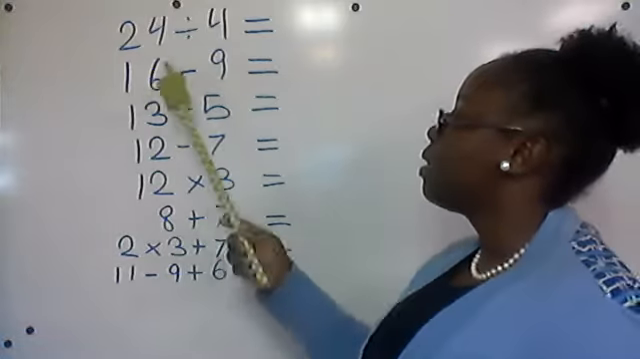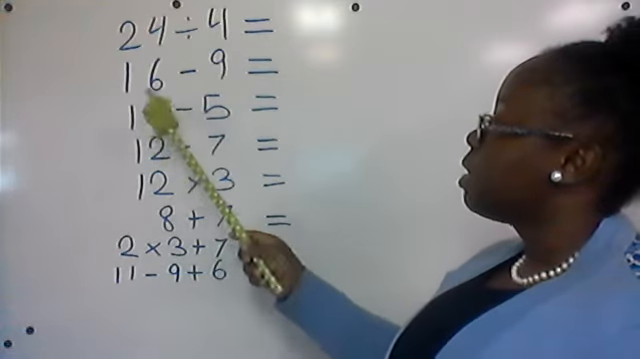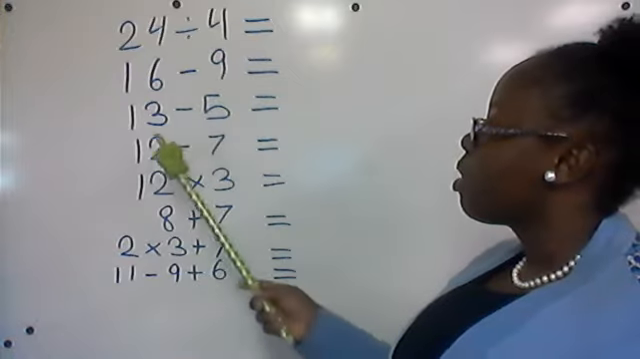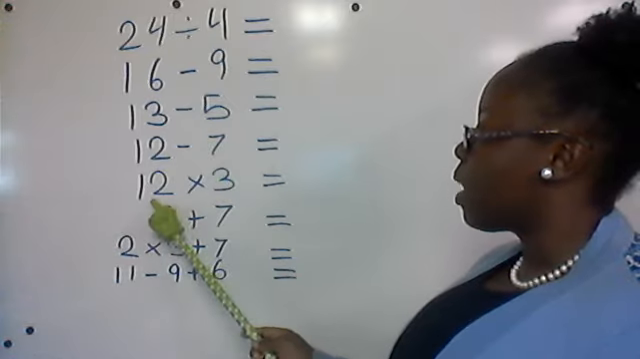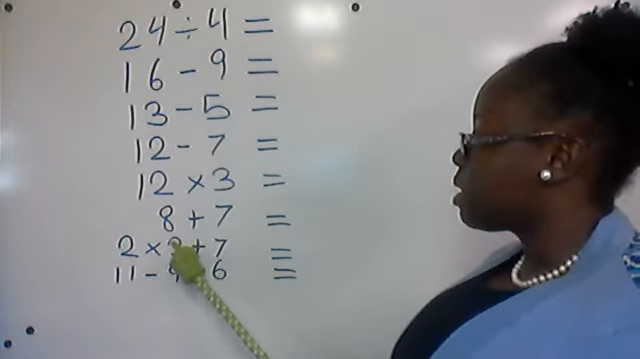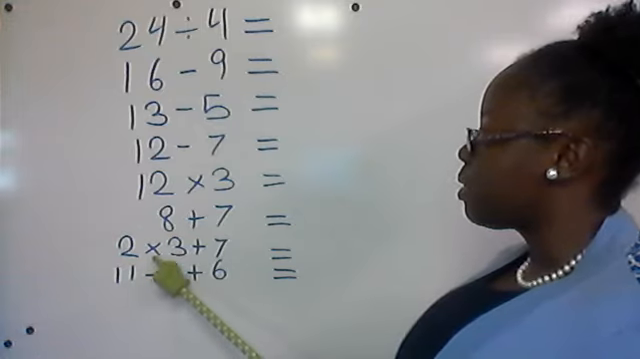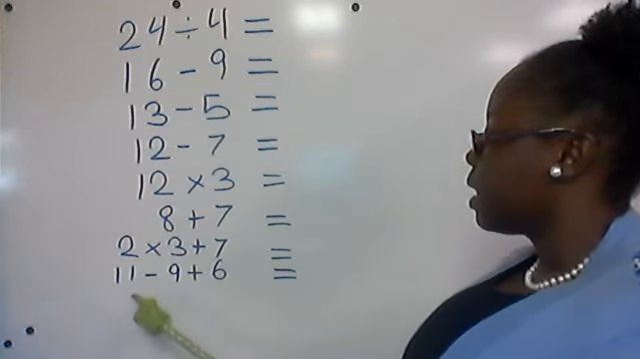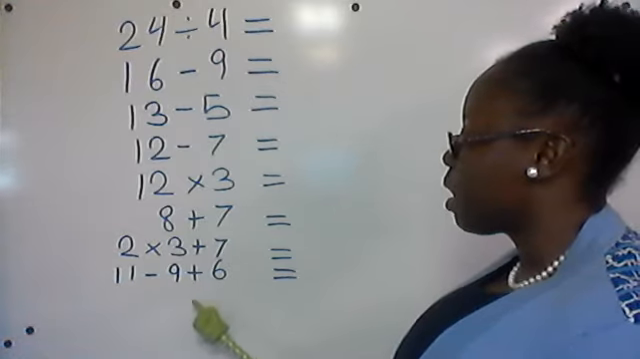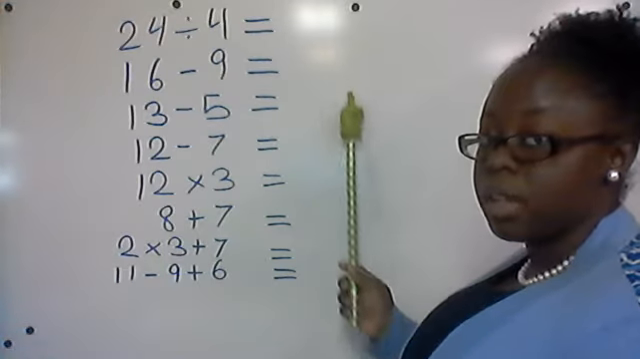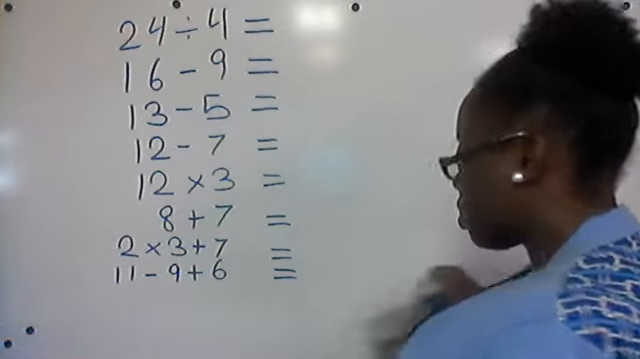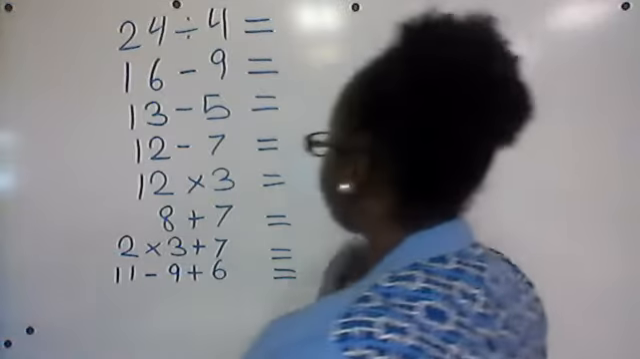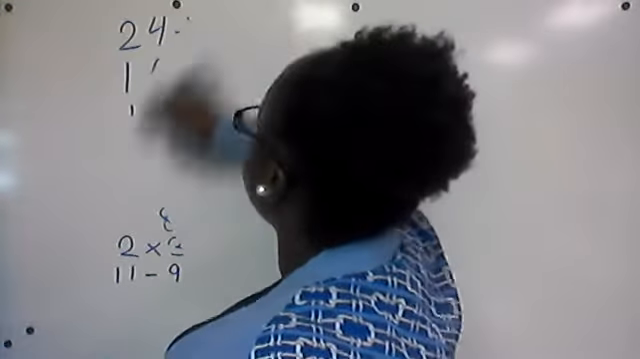So you're going to write 24 divided by 4, 16 minus 9, 13 minus 8, 12 minus 7, 12 times 3, 8 plus 5, 2 times 3 plus 7, 11 minus 9 plus 6. You're going to work out those problems, put the answers right next to them, take a picture, and send it to Mrs. Spadano, okay? Since it's a video, you can pause and write it down on your paper or rewind or whatever. I'm going to go ahead and erase this so we can move forward.